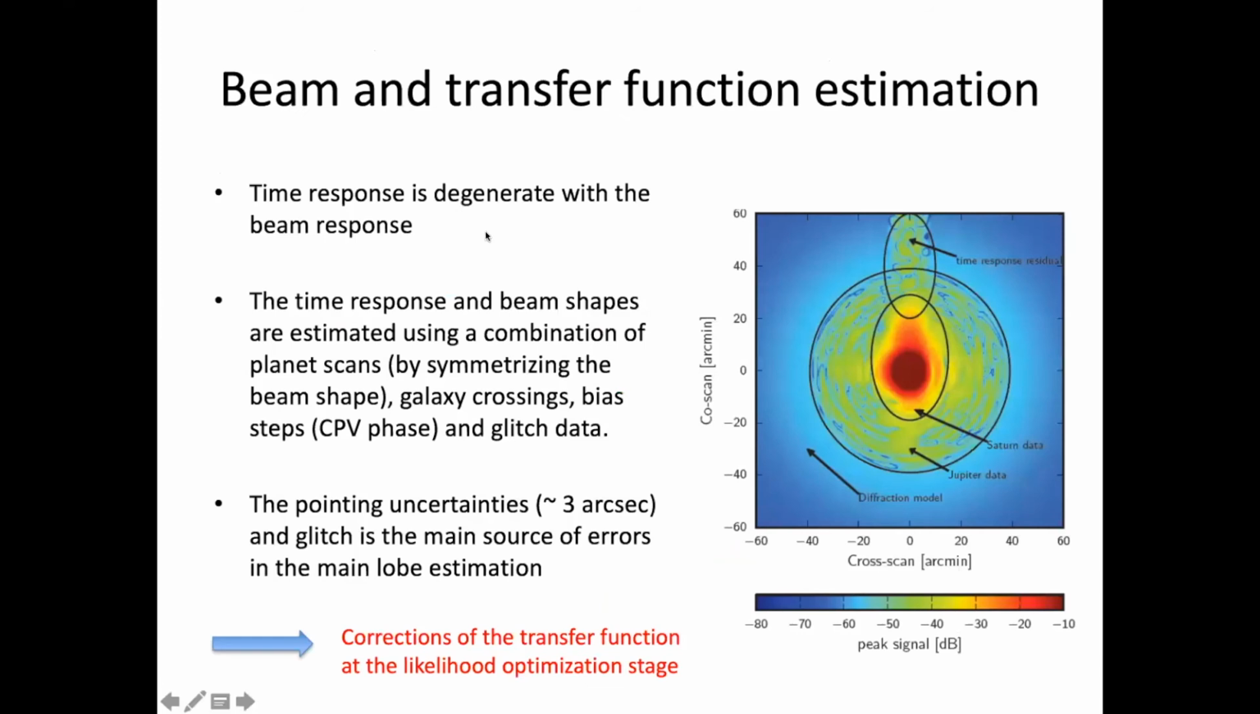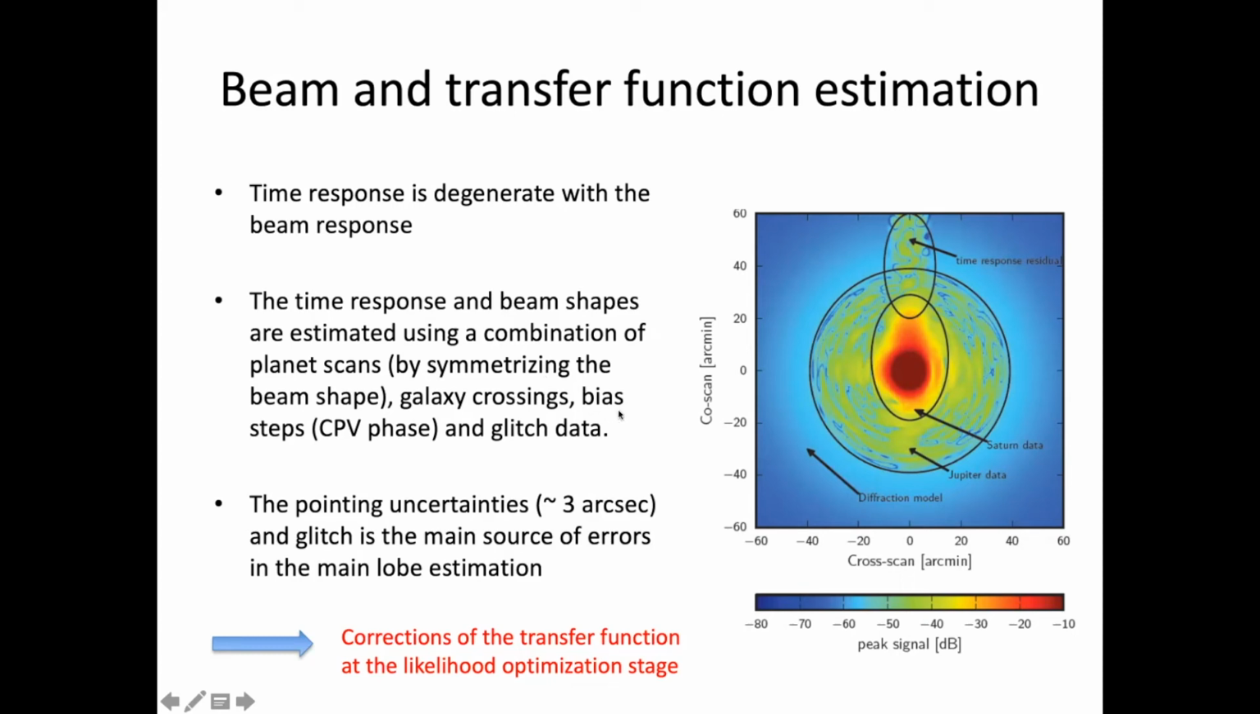Let me talk rapidly about the beam systematics. I'm talking here about the main beam systematics and the degeneracy with the transfer function of detectors. You have a complete degeneracy between time constant and beams. You can break that degeneracy by symmetrizing the beam in particular, because the time constant effect is only in the scanning direction while the beam is in 2D. So you can distinguish the two by maximizing the symmetry of the beam. If you have an asymmetric beam, then you are in trouble to separate the two.